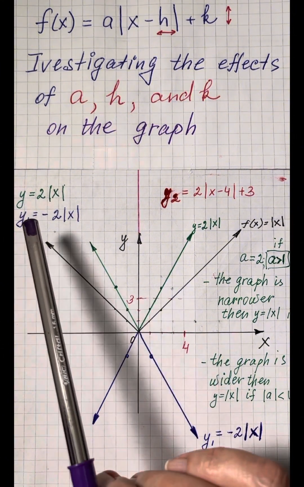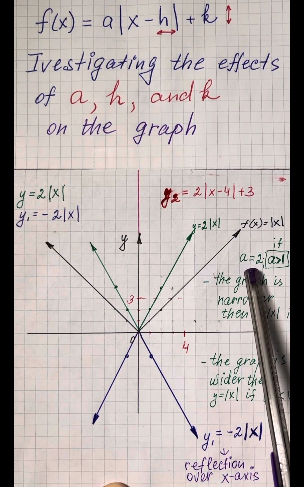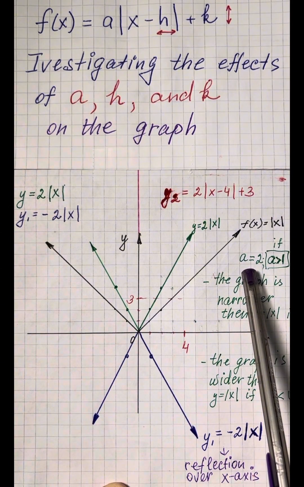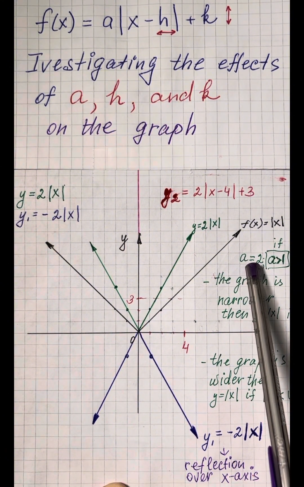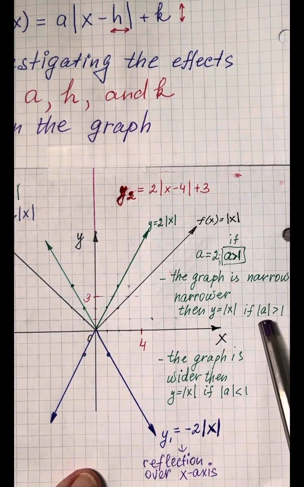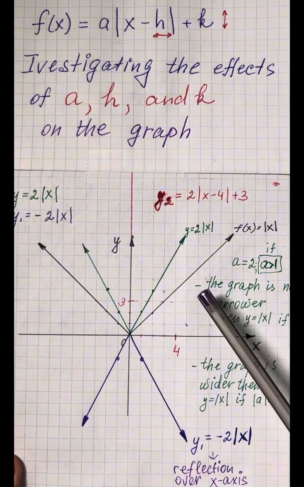So what we just found out is that in our case the coefficient is 2, so it is greater than 1. That's what we compare, greater or less than 1. In this case we have greater than 1, and the graph is narrower than the absolute value of x, the parent function, when the absolute value of a is greater than 1. In this case we have 2, and we just graphed it and can investigate.